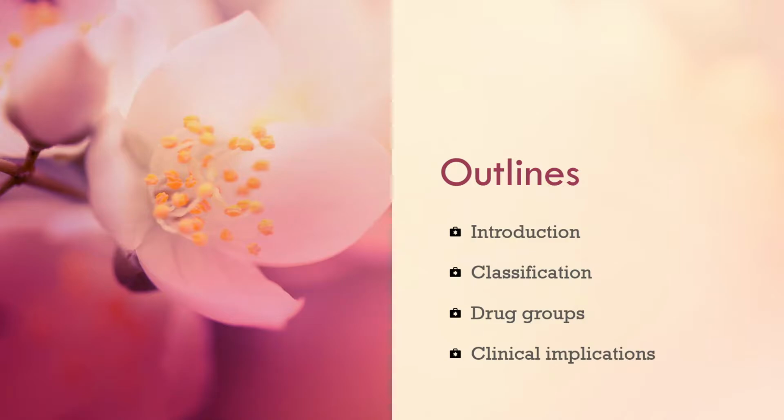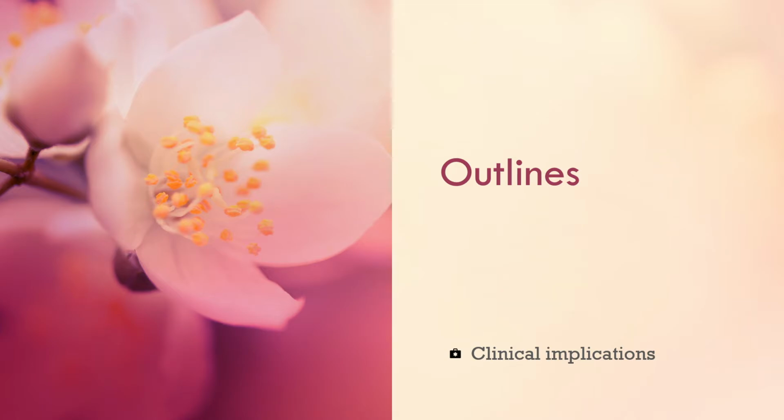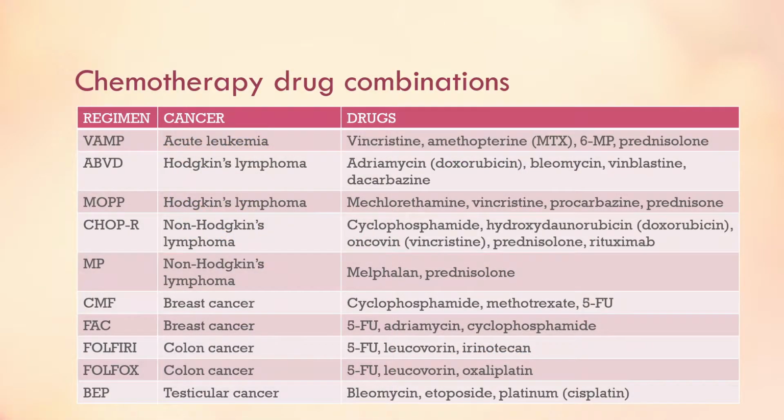Now, the last subtopic of this lecture is clinical implications of chemotherapy drugs. So, chemotherapy drug combination, as mentioned in one of the principles of chemotherapy. So there are several regimens developed to reduce the drug resistance and to reduce the side effects, and the goal of this combined chemotherapy is for complete remission. So here are some of the examples.